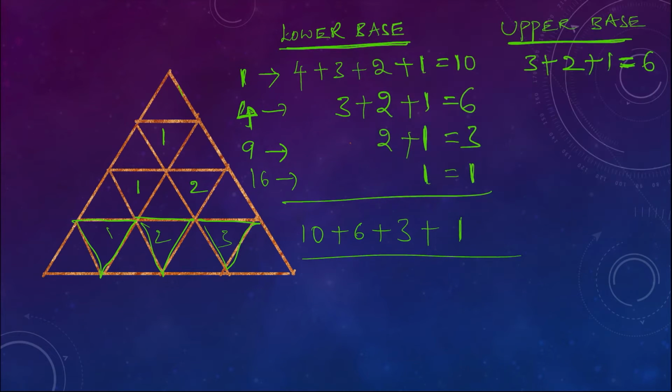So now come to 4 smaller triangle combinations, upper base. Upper base 4 triangle combinations: only 1 is there. Observe carefully. Only 1 exists.